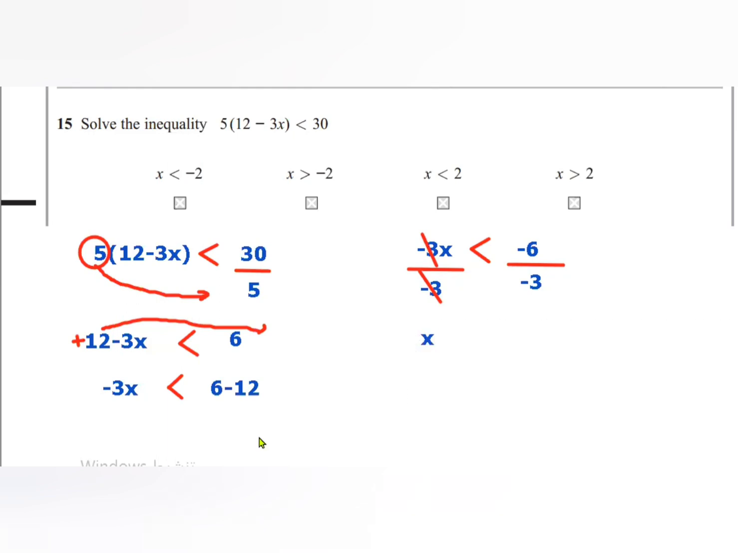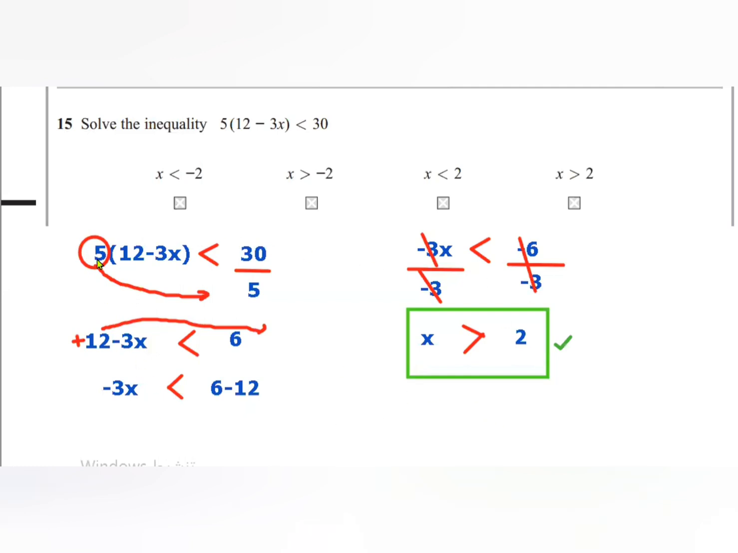And then negative 6 divide negative 3 is going to be, very good, 2. And because I divided by a negative number, the inequality sign will be facing this way. It means that the final answer will be x is bigger than 2. And this is how you answer a question like this. So focus on the steps.